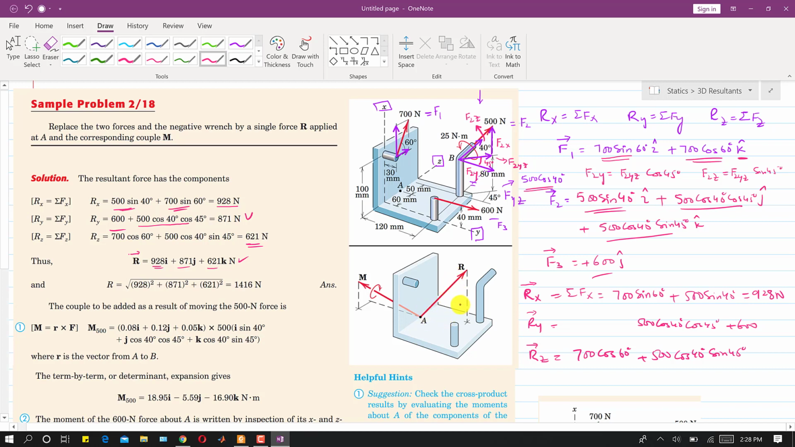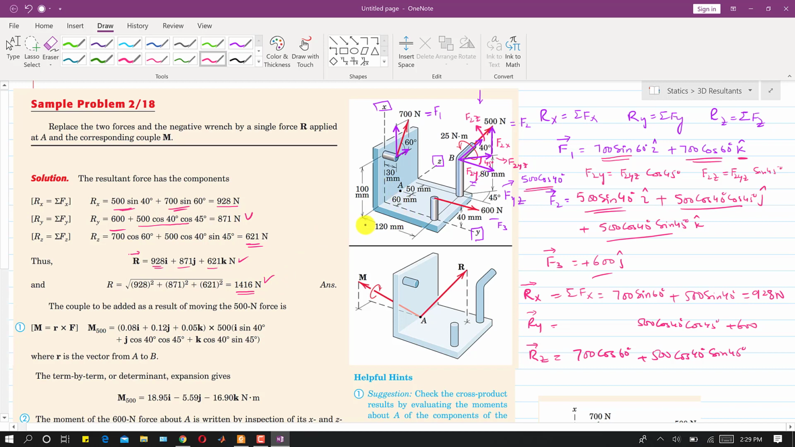So it will be making such orientation, right? And if we want to find the magnitude of this resultant, we will take the squares of all these components' magnitudes and take the square root, so we will get the magnitude of the resultant, right? So this is the resultant of these two forces and that wrench.